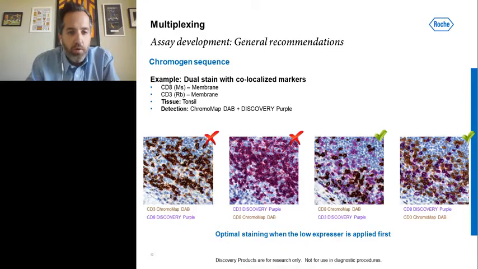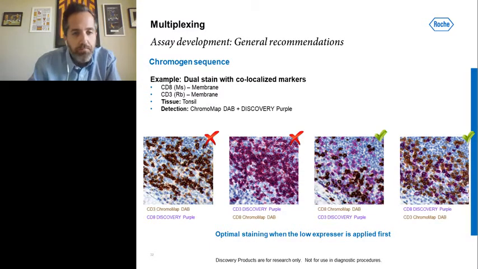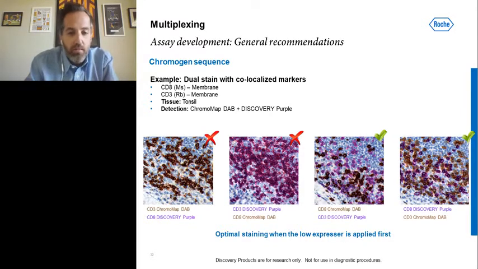So here we have an example of this chromogen sequence and changing these to actually create the best staining outcome at the end of the sequence. So here we have CD8, CD3, and what we recommend doing is actually creating 4 different slides with different combinations of, firstly, the primary antibody, and then secondly, the detection. So we start off with CD3, CD8, and then in the second set of slides, we swap over the primaries and we use CD8 followed by CD3.